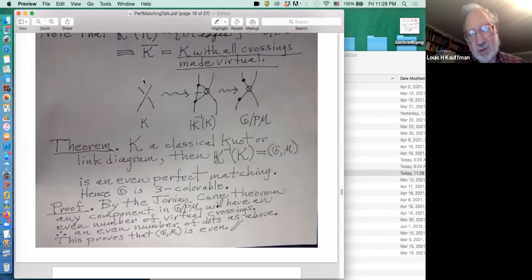And then this goes back to our coloring theme, but I think we're going to quit in a minute, but I'll show you a couple of things anyway. Our coloring theme, remember the question was, does it have an even perfect matching, right? Well, if you have a classical knot or link diagram and you take the corresponding perfect matching graph, then it's even. And hence the graph is three colorable, but it might not be planar because it's picking up virtual crossings.